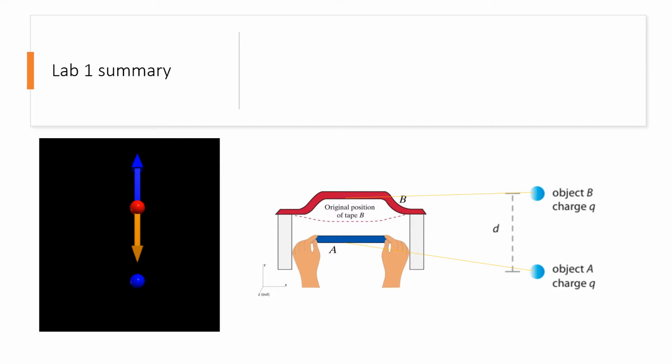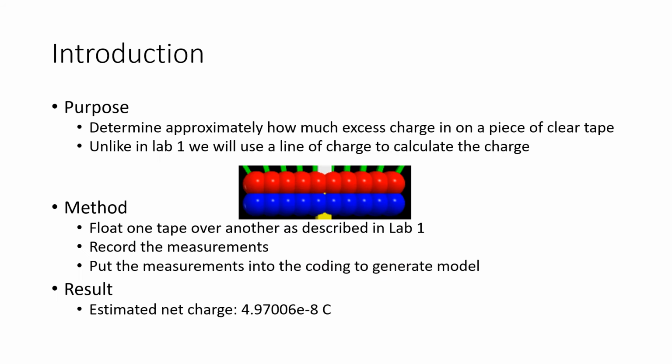So in Lab 1, we floated one tape over another by charging both tapes, and then assumed there's only one charged particle on each tape. Based on that information, we computed the model, and based on the model on the left, we calculated the charge on tape B.